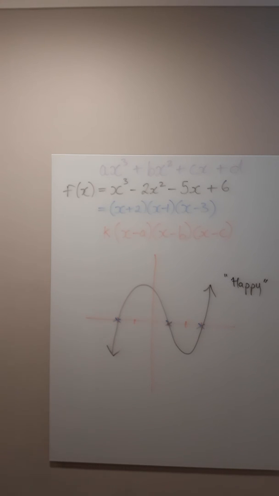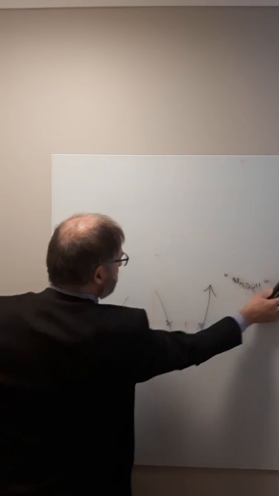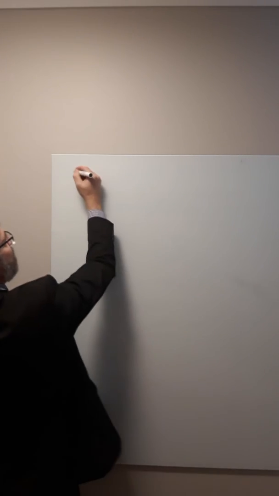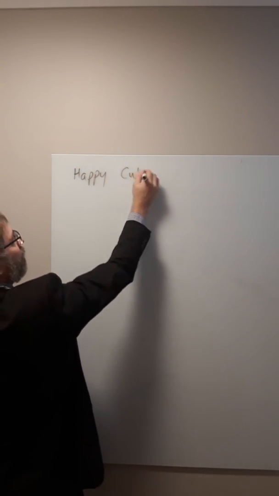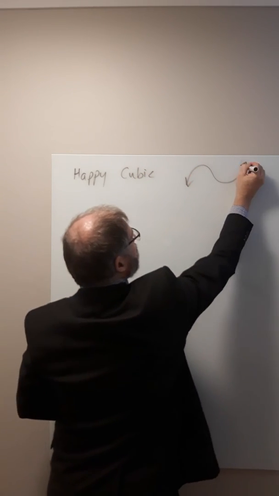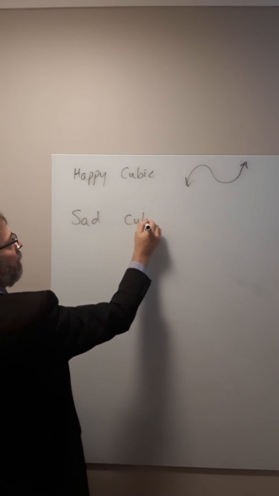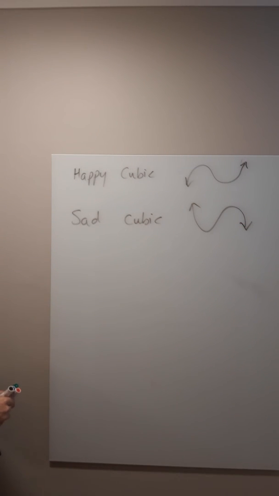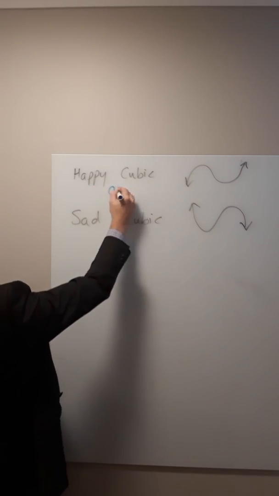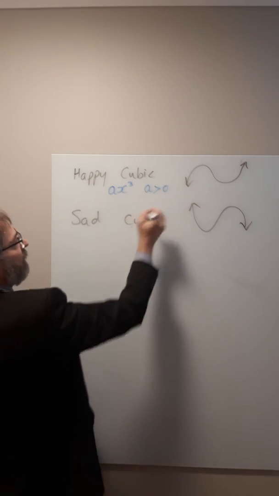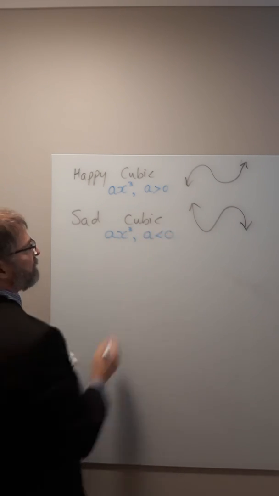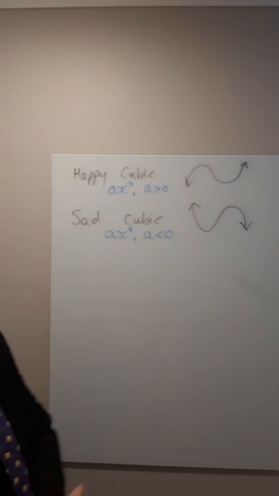So what would a sad cubic look like? Well, let's just remove this and give you an idea. We've just said that a happy cubic looks like this in general. Well, a sad cubic looks like that in general. And a happy cubic, we have said, happens when the number in front of the x cubed, that a, is bigger than 0, whereas with a sad cubic, the number in front of the x cubed is less than 0. It's a negative number in front of the x cubed, and you get a sad cubic.